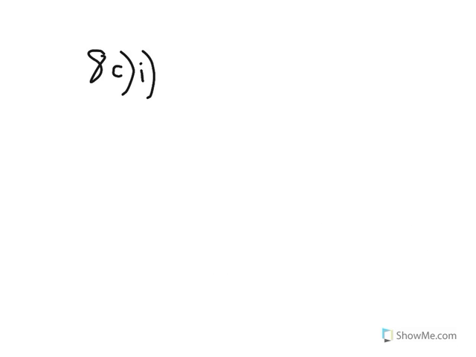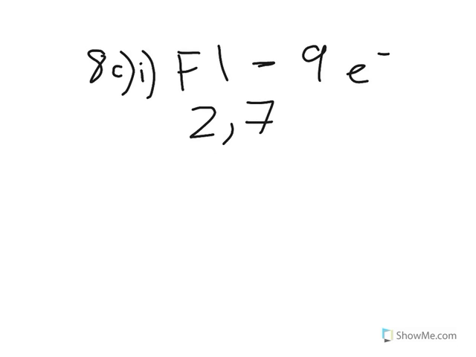Okay, 8C1 is asking you to give the electron configuration of a fluorine atom. A fluorine atom has 9 protons according to the periodic table, meaning it has 9 electrons. So in the first shell there will be 2 electrons, and in the second shell there will be 7 electrons. So that's the electron configuration of fluorine.